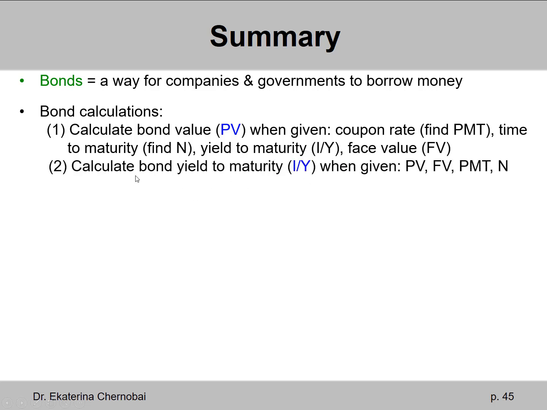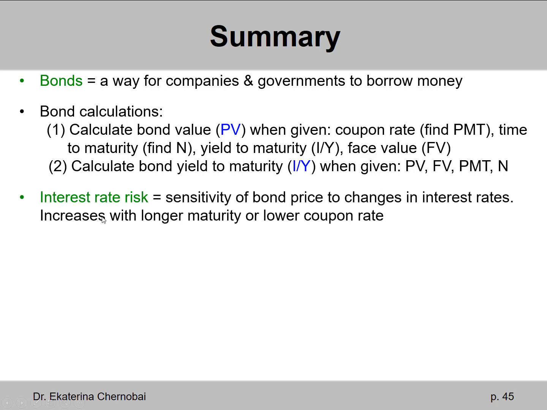Then we looked at how we would instead calculate the yield to maturity, IY, when the bond present value is known. We also looked at so-called interest rate risk. So bonds which have either a longer time to maturity or a lower coupon rate fluctuate in their value a lot more when interest rates change.